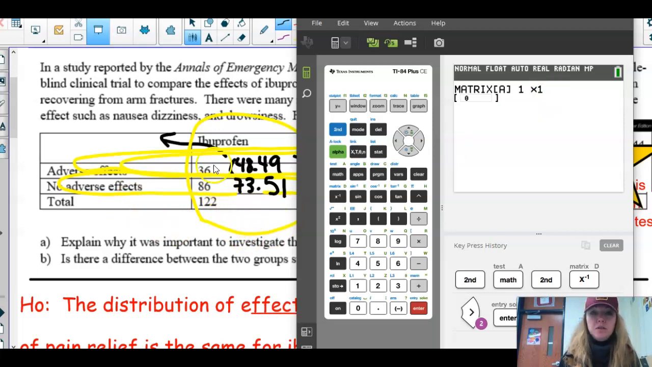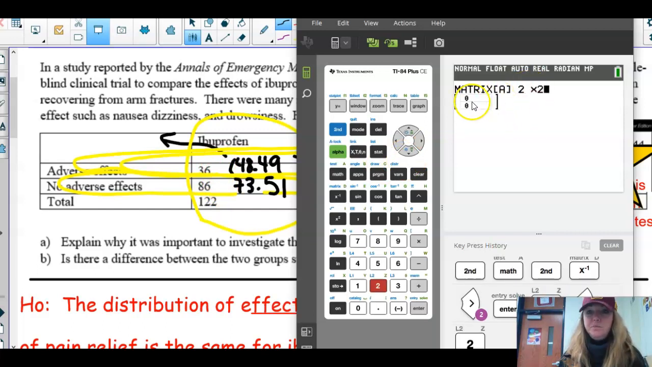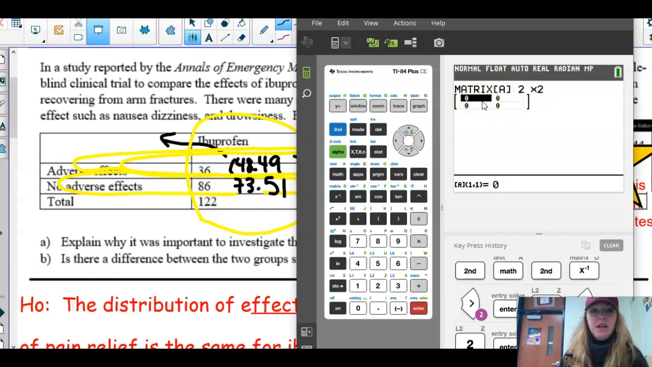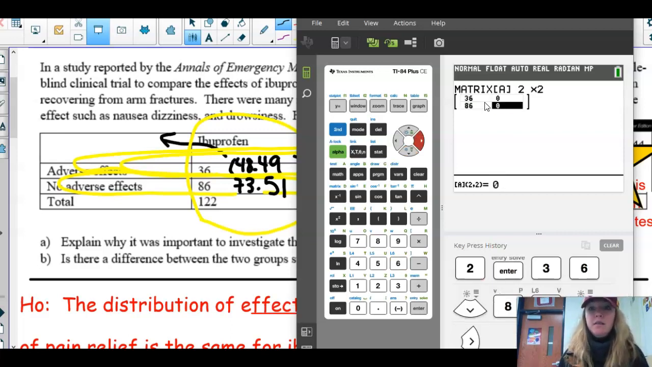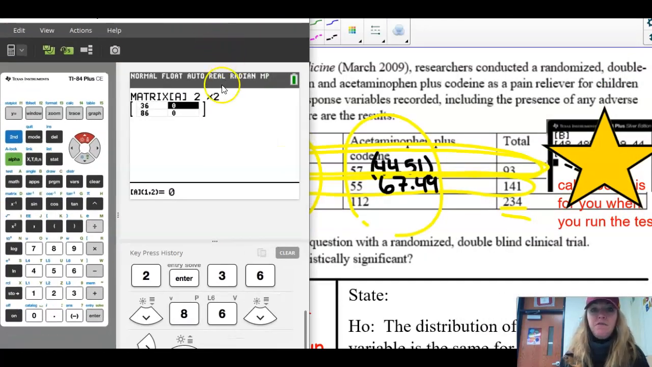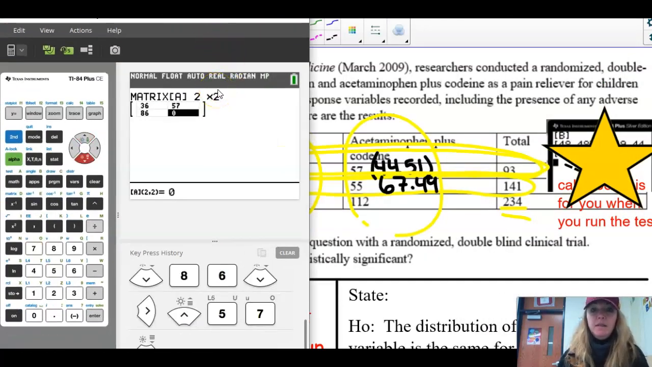So we have 2 rows and 2 columns. So I'm gonna put a 2 by 2. I'm gonna hit enter, and now I'm gonna enter in the data. I have 36. I am putting in what I observed. Again, I repeat, we're putting in what we observed. Okay, I have 86. Scroll up. I have 57. And I have 55. Okay, and now I have it in my matrix.